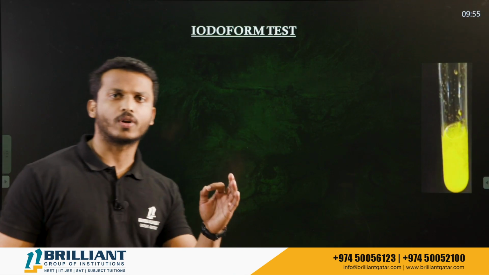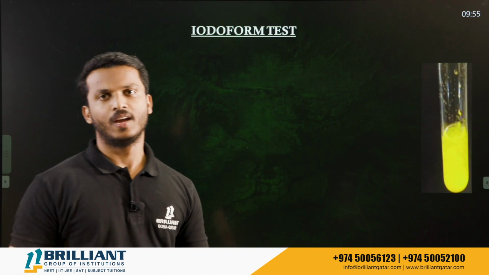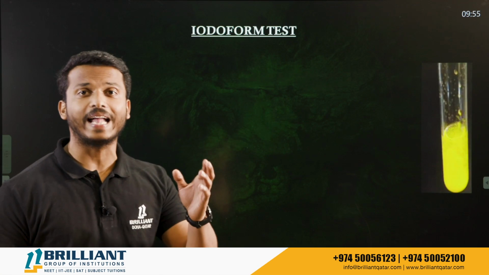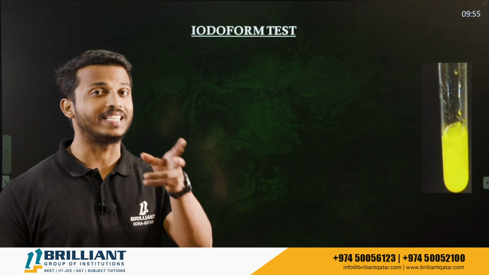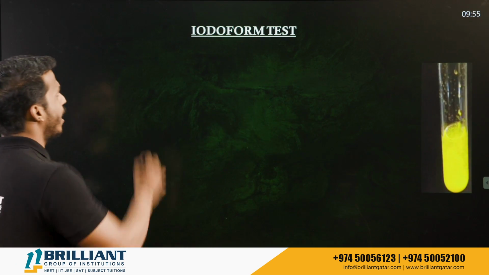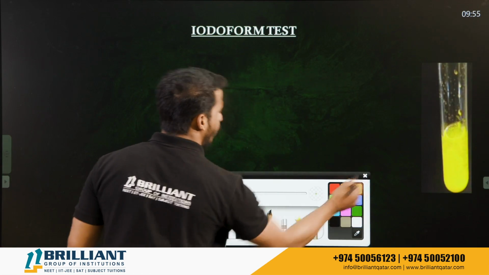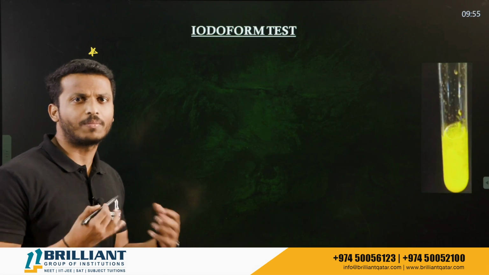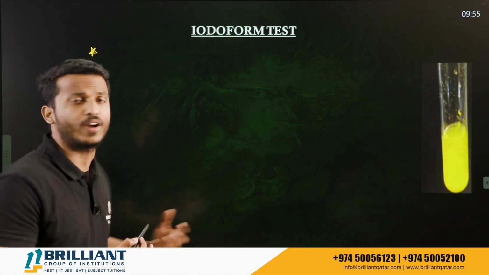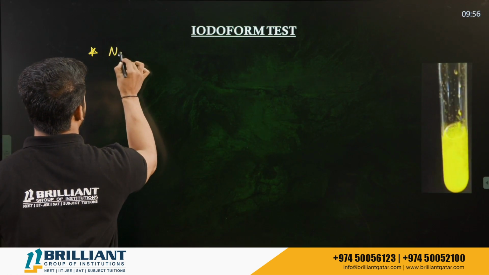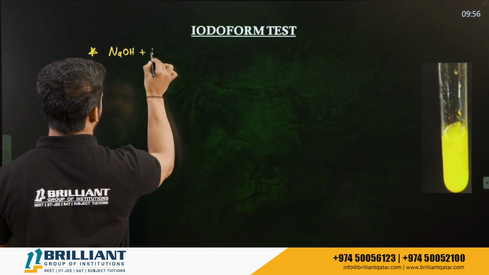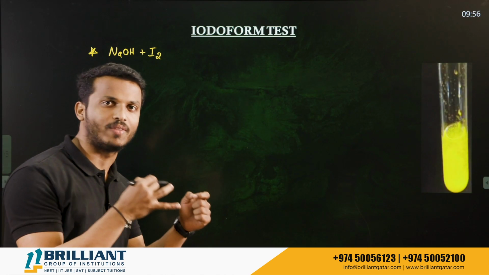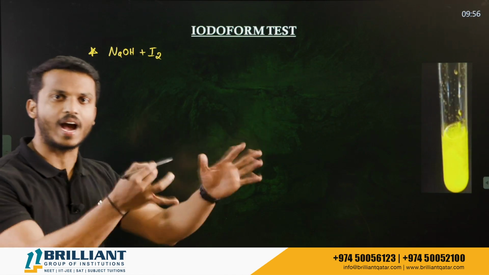Let's go to the fourth reaction. That is the very important iodoform test. What is iodoform chemically? Chloroform is CHCl3, so iodoform is CHI3. Right. Iodoform test, dear all. If you want to carry out the iodoform test, we need some reagents, right? In order to produce iodoform, what is the reagent we are using? Sodium hydroxide and iodine. This is the reagent we add to the species. Then you will get iodoform.